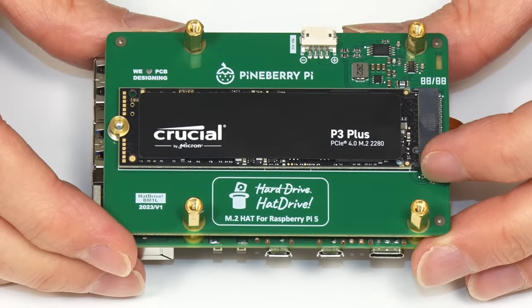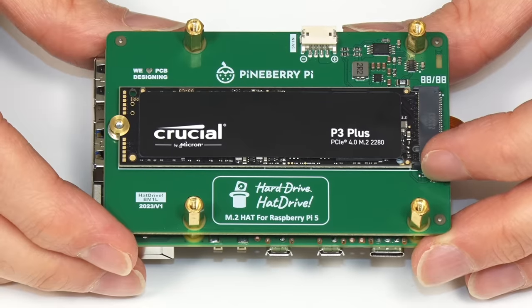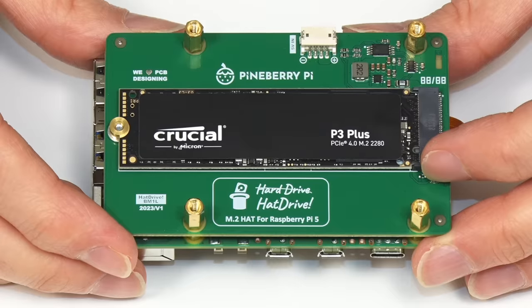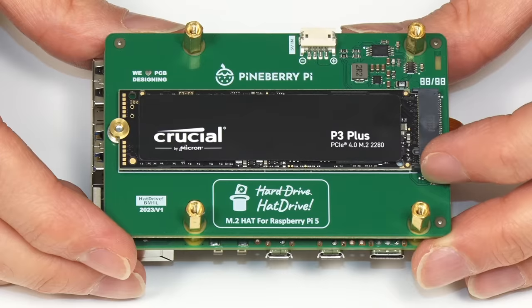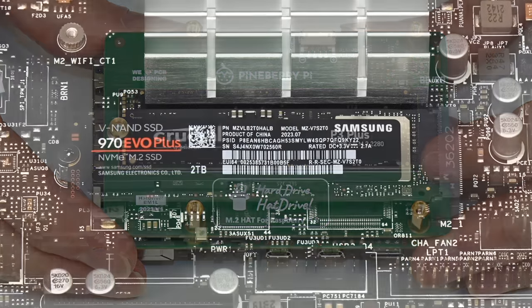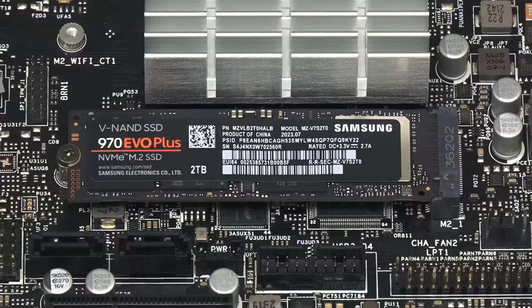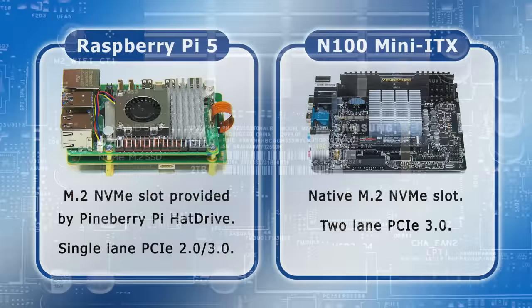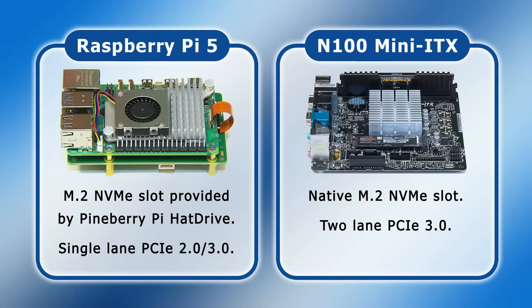However, the Pi 5 has only got a single PCIe lane and is rated at PCIe 2.0, although it can successfully operate at PCIe 3.0 speeds. Meanwhile, on the N100 system, we have a 2TB Samsung Evo 4-lane PCIe 3.0 drive, although the M.2 interface on the board is only 2-lane PCIe 3.0. So, neither system can access an NVMe SSD at its full speed, although the N100 system has the advantage.